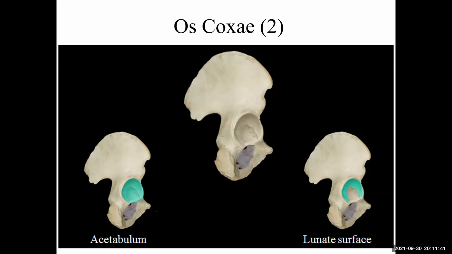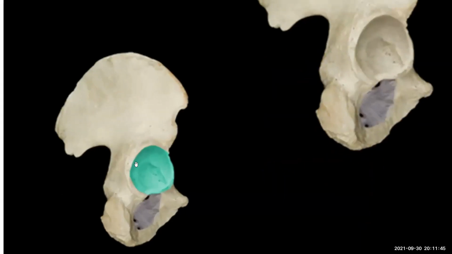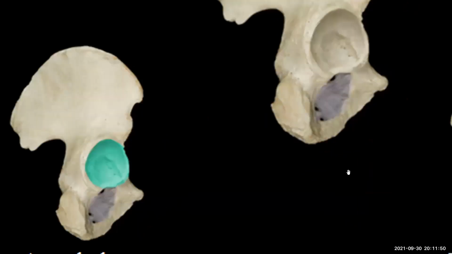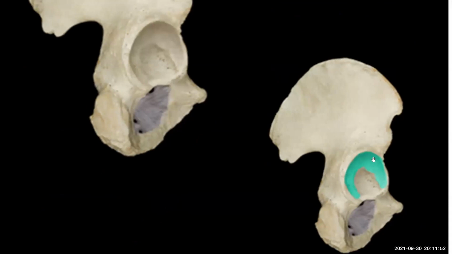So here you can see the acetabulum. Right here, that's the cup. And then the lunate surface is this smooth area here, and that's the part of the acetabulum that's going to articulate with the head of the femur to make our femoral acetabular joint, or your hip joint.